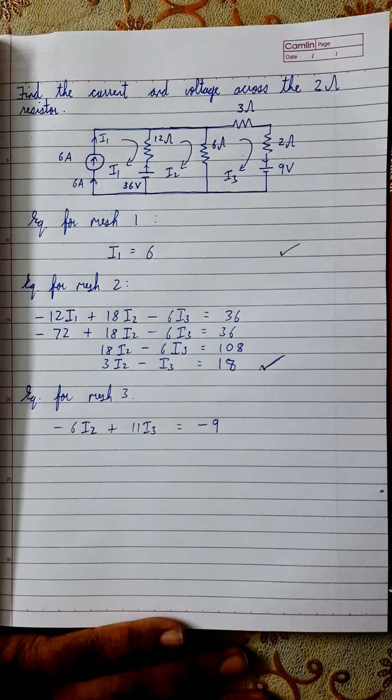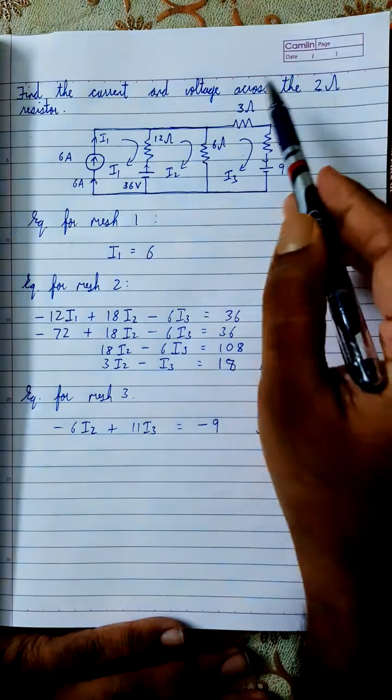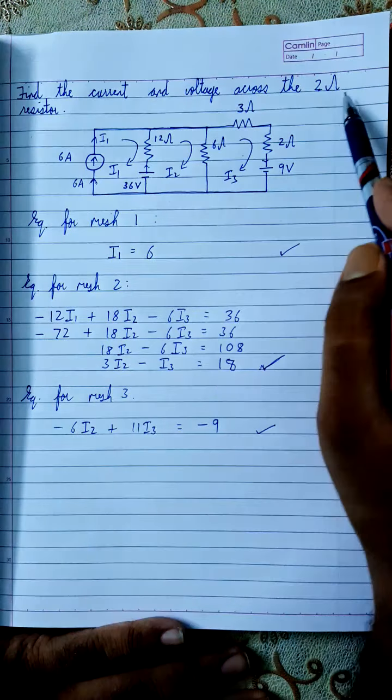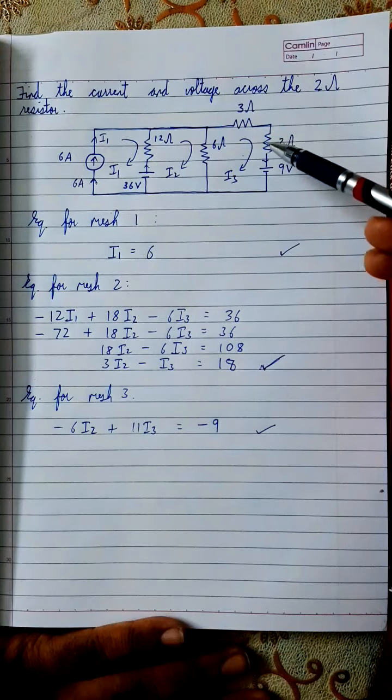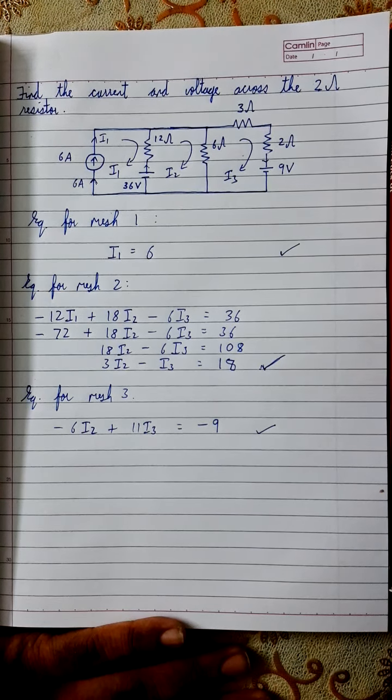So from here I can find the value of I2 and I3. But according to the question, you need to find only I3. The question says to find the current and voltage across the 2 ohm resistor, and the current across the 2 ohm resistor is I3. So simply find the value of I3.